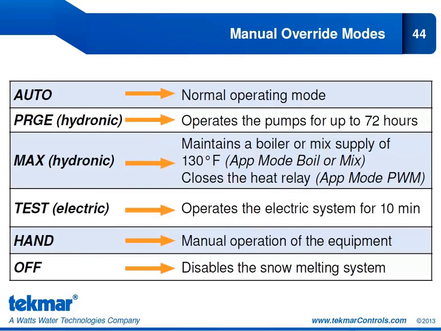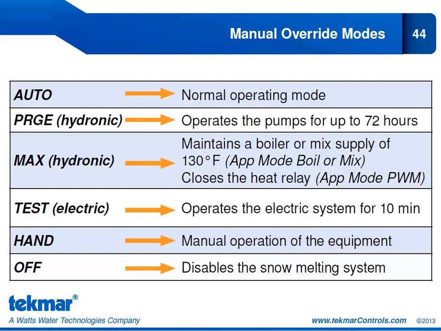These are your 6 manual override modes. We have the mode auto, and that is just operating your snowmelt system normally. We have the mode purge for hydronic systems, and this will operate the pumps for up to 72 hours. So this is great at system startup when you want to bleed the system of air. You can use the purge manual override mode. Now the purge time, I said up to 72 hours. You can actually configure the amount of time that you want it to run for. The range is 10 minutes to 72 hours.